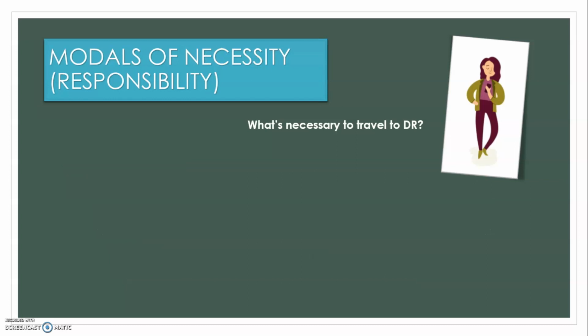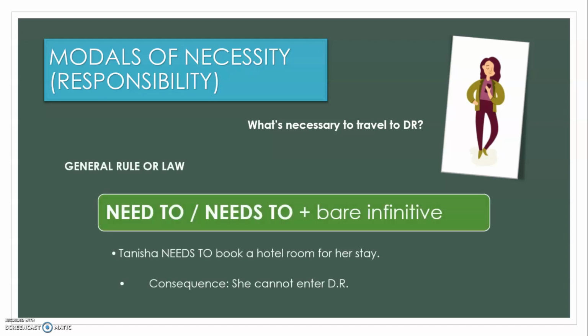Another one is that she needs to book a hotel room to be allowed to enter the country. In reality, she has other options, so we will use need to. Need to will be used based on the subject, so we will say I need to, you need to, she needs to, we need to, they need to.